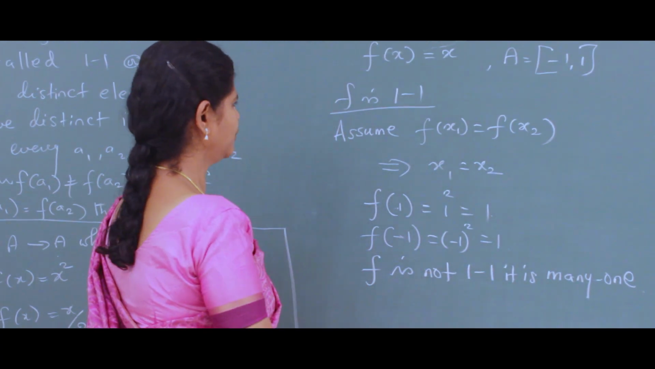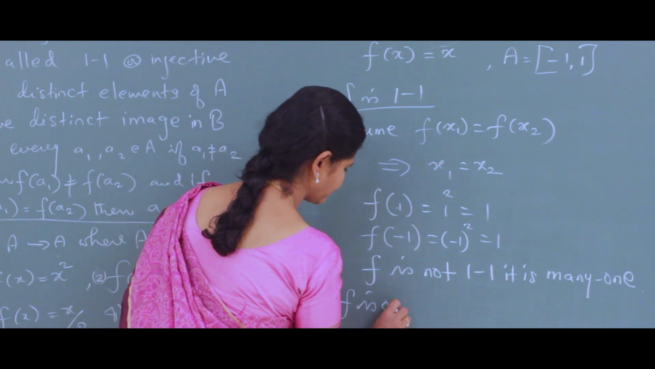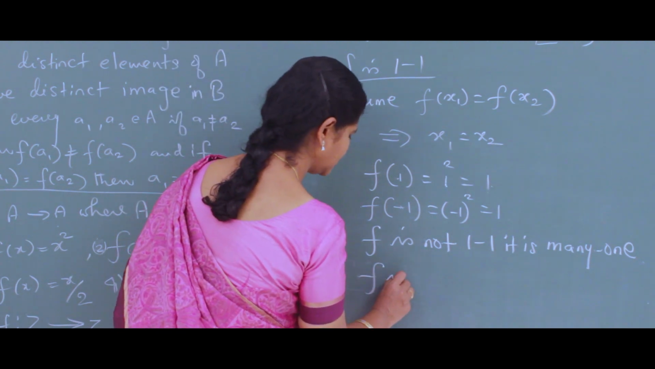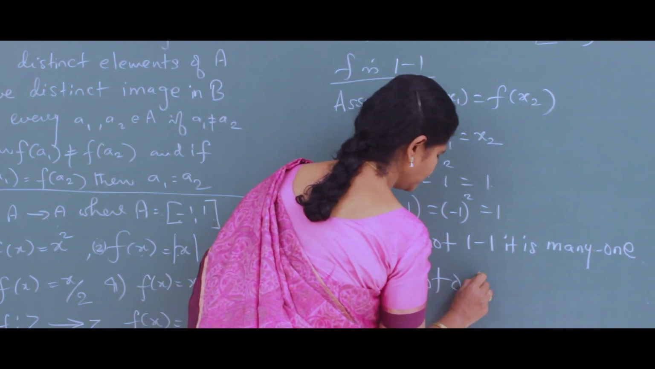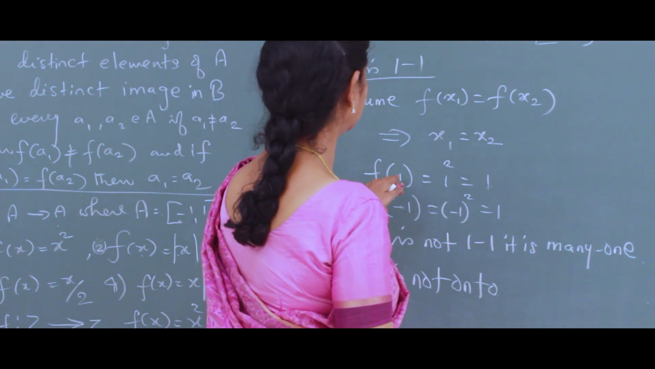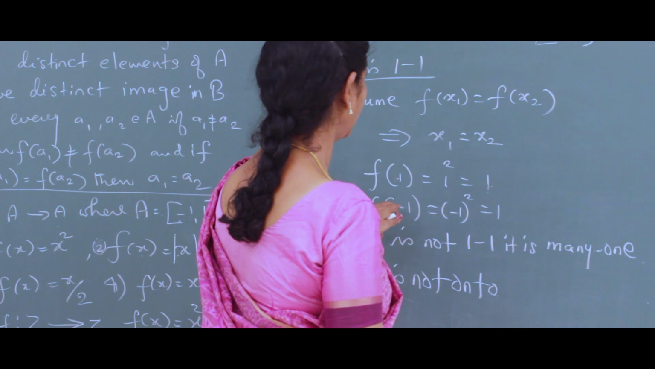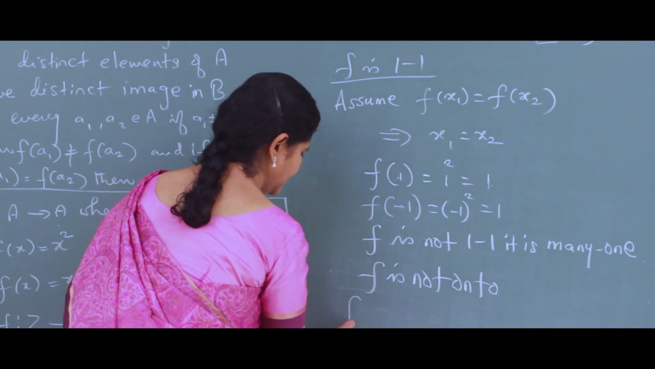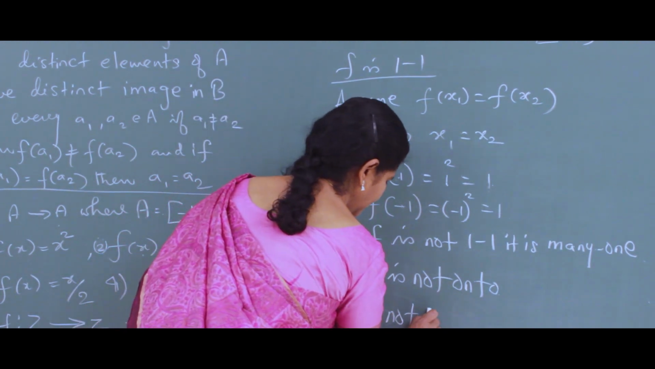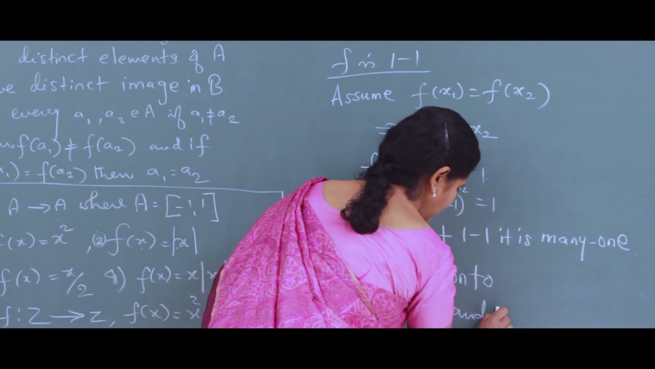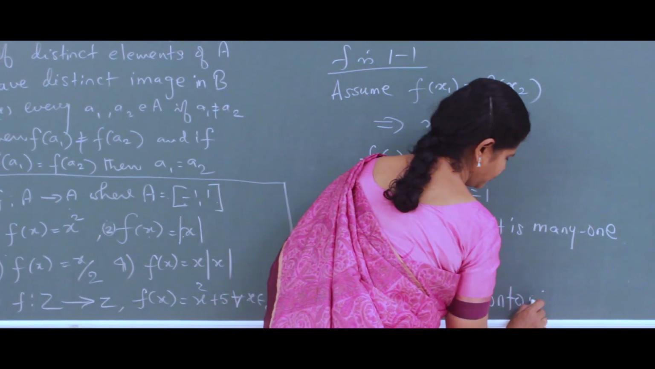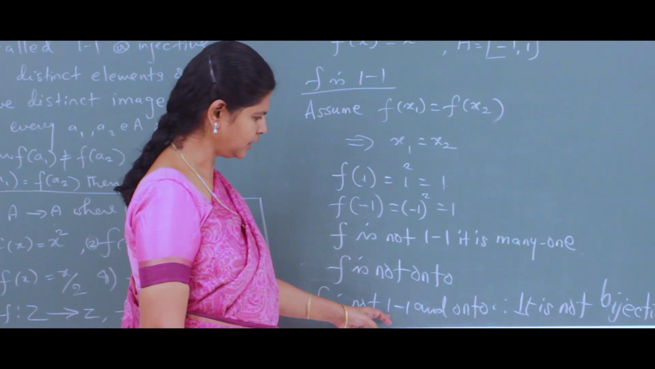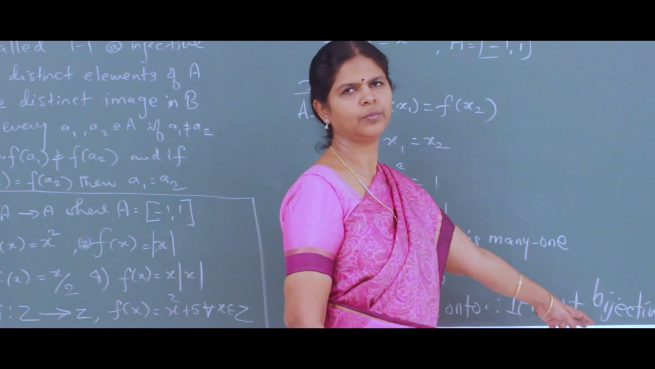Next question, next you have to prove f is onto. f is not 1 to 1. Similarly we can prove f is not onto, since 1 and minus 1 have the same image, so the same thing is applicable for onto. Therefore the function f is not 1 to 1 and onto, therefore it is not bijective.